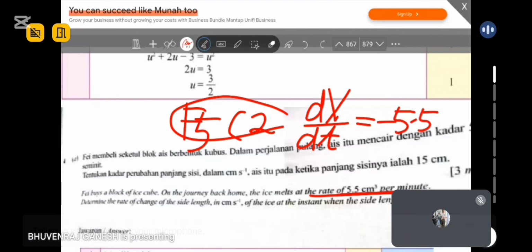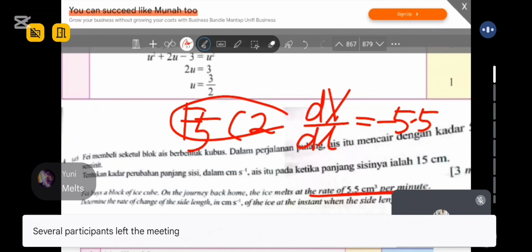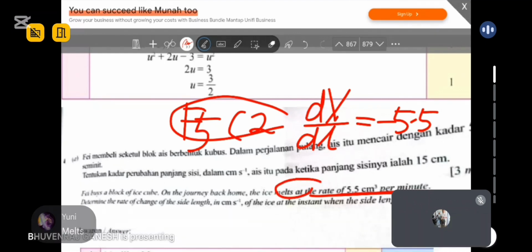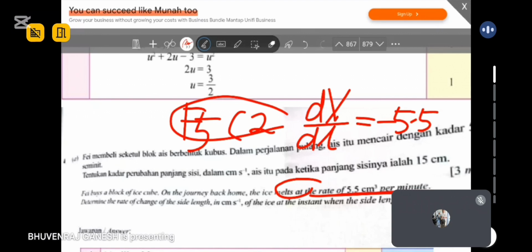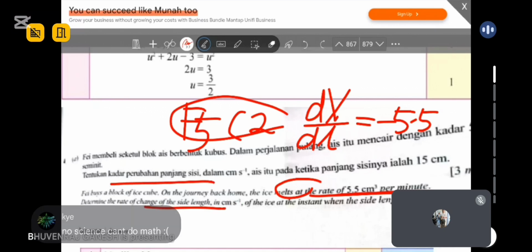Negative. Mengapa negative? Ice melts. Melts mean the volume increase or decrease guys? Kalau sesuatu cair isi padu dia bertambah atau berkurang, boleh saya tanya, berkurang kan? It will decrease. Am I right? Kamu semua belajar sains kan? You all learn science. When something melts, the volume is going to decrease. So you must add negative sign. Kamu kena tambah simbol negatif. So the question is rate of change of side length. Kadar perubahan panjang sisi. So may I know what is the symbol for this?